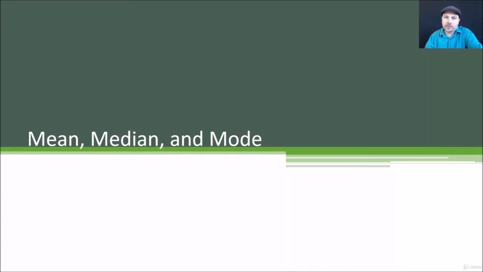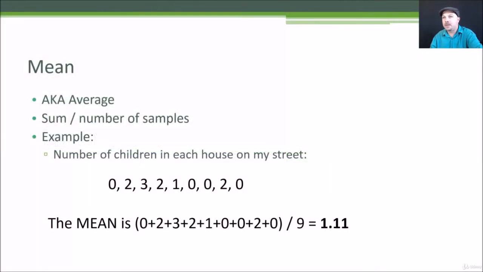This should be a review for most of you. I think they teach this stuff in elementary school these days, but just a quick refresher now that we're starting to actually dive into some real statistics. Let's look at some actual data and figure out how to measure these things. So the mean, as you probably know, is just another name for the average. To calculate the mean of a data set, all you've got to do is sum up all of the values and divide it by the number of values that you have.